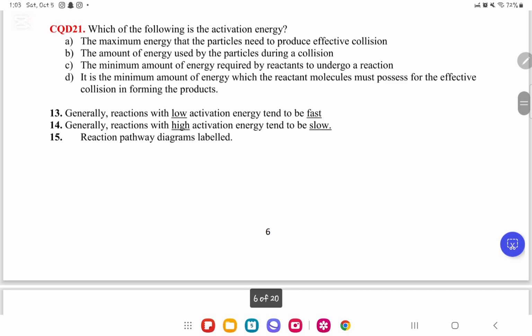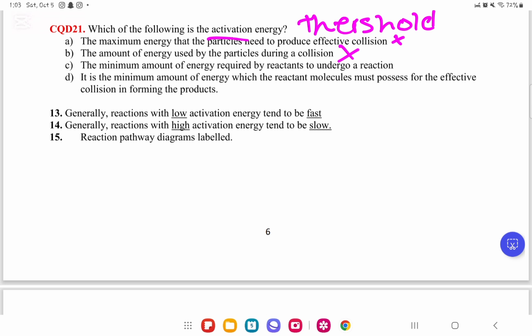So now CQD number 21. Which of the following is the activation energy? Activation energy, another name for it is threshold energy. So, the maximum amount of energy that the particles need to produce effective collisions? No, this is not the definition of activation energy. The amount of energy used by particles during a collision, this is also not the definition. However, it is the minimum amount of energy required by reactants to undergo a reaction.